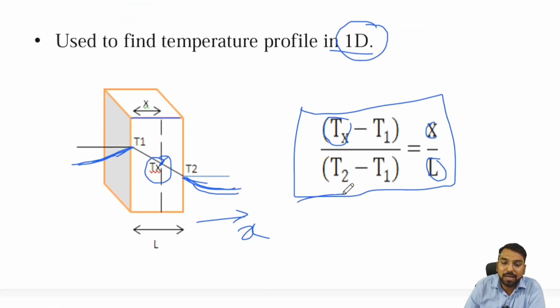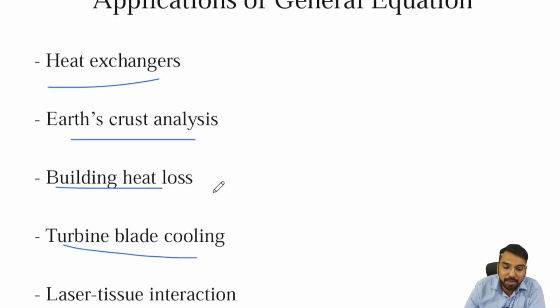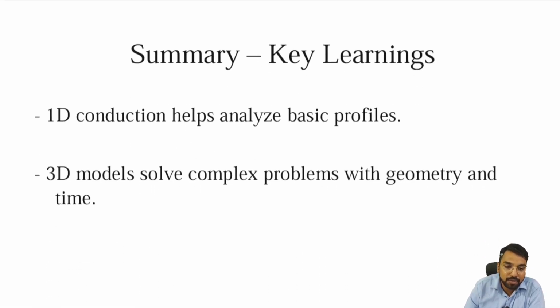Here you can see that it is much easier to understand how the temperature is going to vary with this length. I can put this x with some other x plus dx, and I can find the temperature at this x plus dx by putting some terms here. So one-dimensional analysis of heat transfer will be much easier. That's why these applications are actually three-dimensional heat conduction problems, but we are converting them to one dimension for easiness.